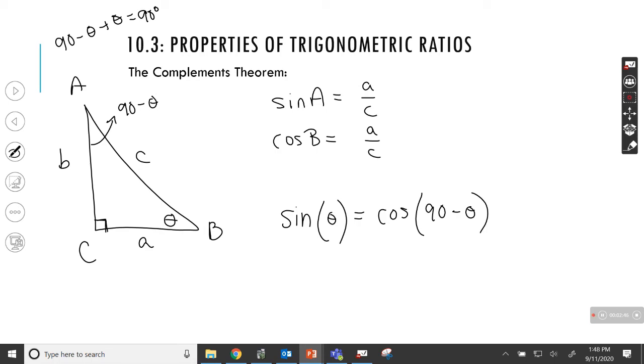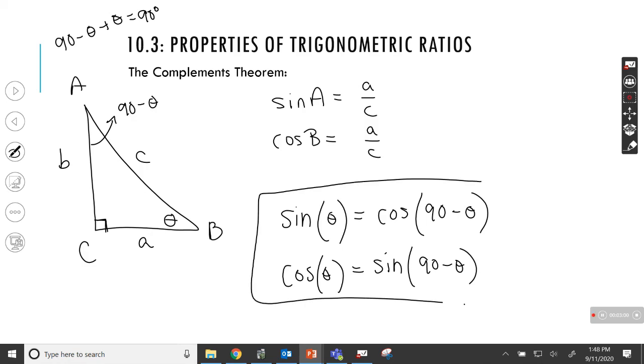That is one part of the complements theorem. The other part is kind of intuitive based on that. The cosine of theta will equal the sine of its complement, which is 90 minus theta. These two things right here are identities. They are basically saying the complements theorem, which is, again, the sine of one angle is equal to the cosine of its complement. That's it for now.